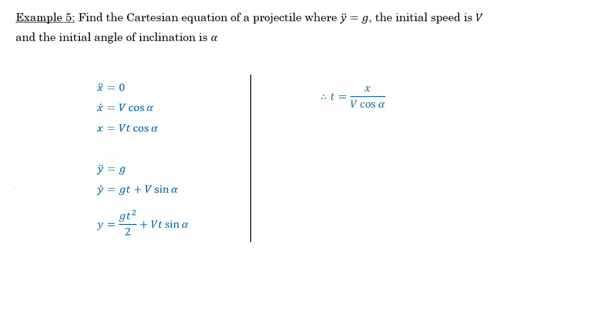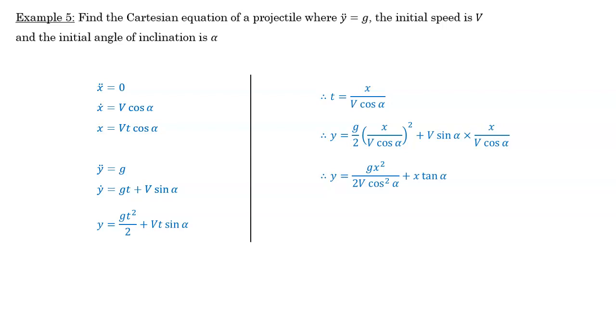I am going to follow on by making t the subject of my horizontal displacement. So t is x over v cos alpha. I'm going to substitute that into my vertical displacement. I'm going to replace the t with x over v cos alpha. A little bit of work there expanding that out, I get gx squared over 2v squared cos squared alpha plus x tan alpha, because that's sine alpha on cos alpha, and the v's cancel out.